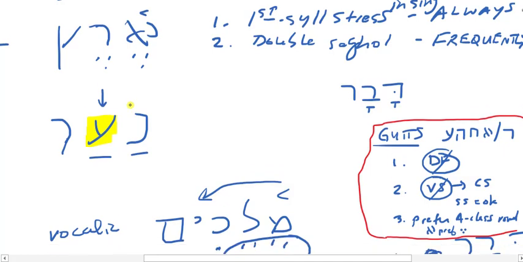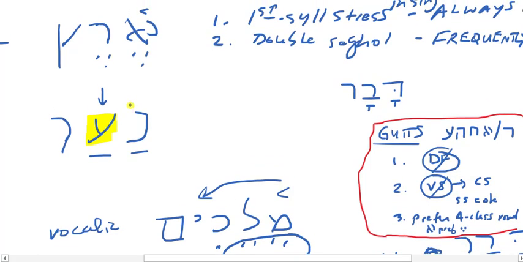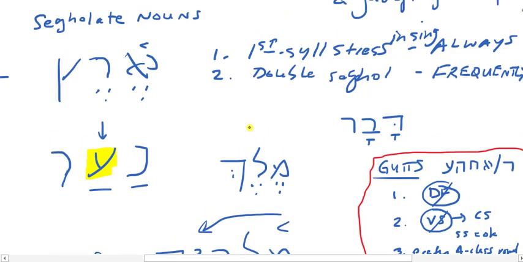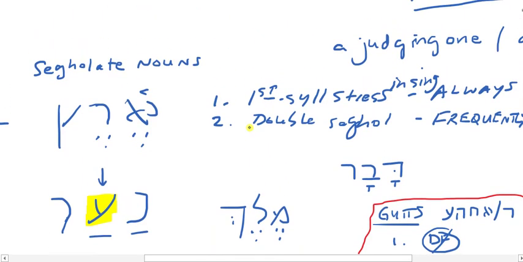Now, the issue with Sehgalit nouns here has to do with how they form their plural. So let's take a common Sehgalit noun, melech. I'm going to write it right there. Okay? So here's melech. Where's my accent on melech? First syllable. It's a Sehgalit noun. First syllable stress. Okay? And remember, Sehgalit nouns in the singular are committed to first syllable stress. But what happens when I want to make melech plural?